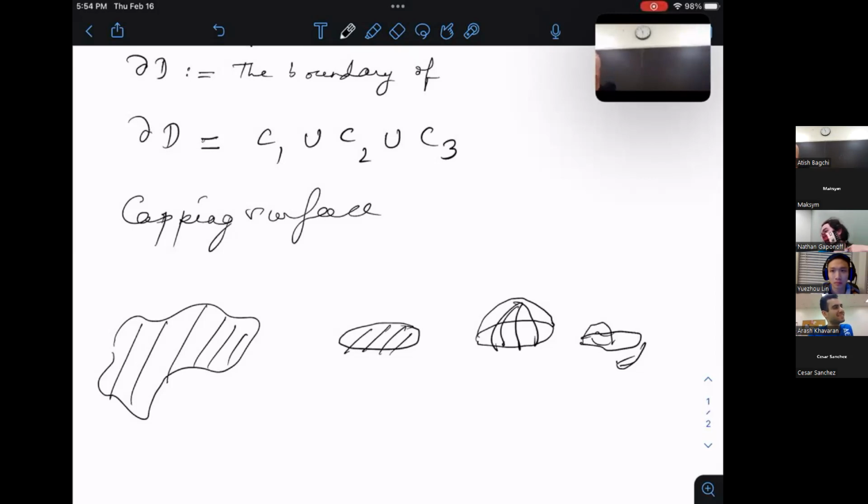Let's see. I can have a circle over here, so this is the capping surface, but the disk is also a capping surface. Okay. So the disk is a circle that's still, right? Yes, the boundary of the disk is the circle, and the disk itself is called a capping surface for this circle, because you will have to choose capping surfaces later.